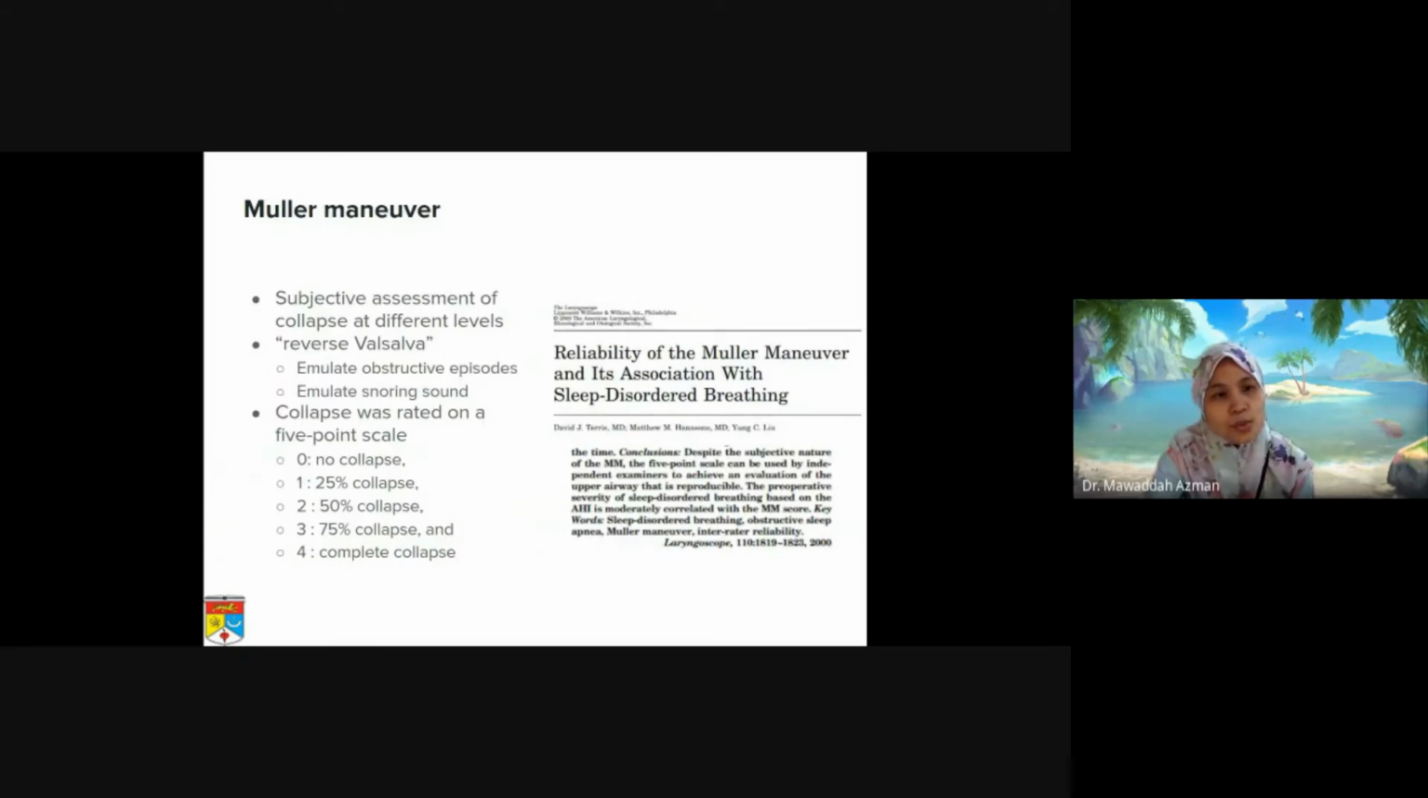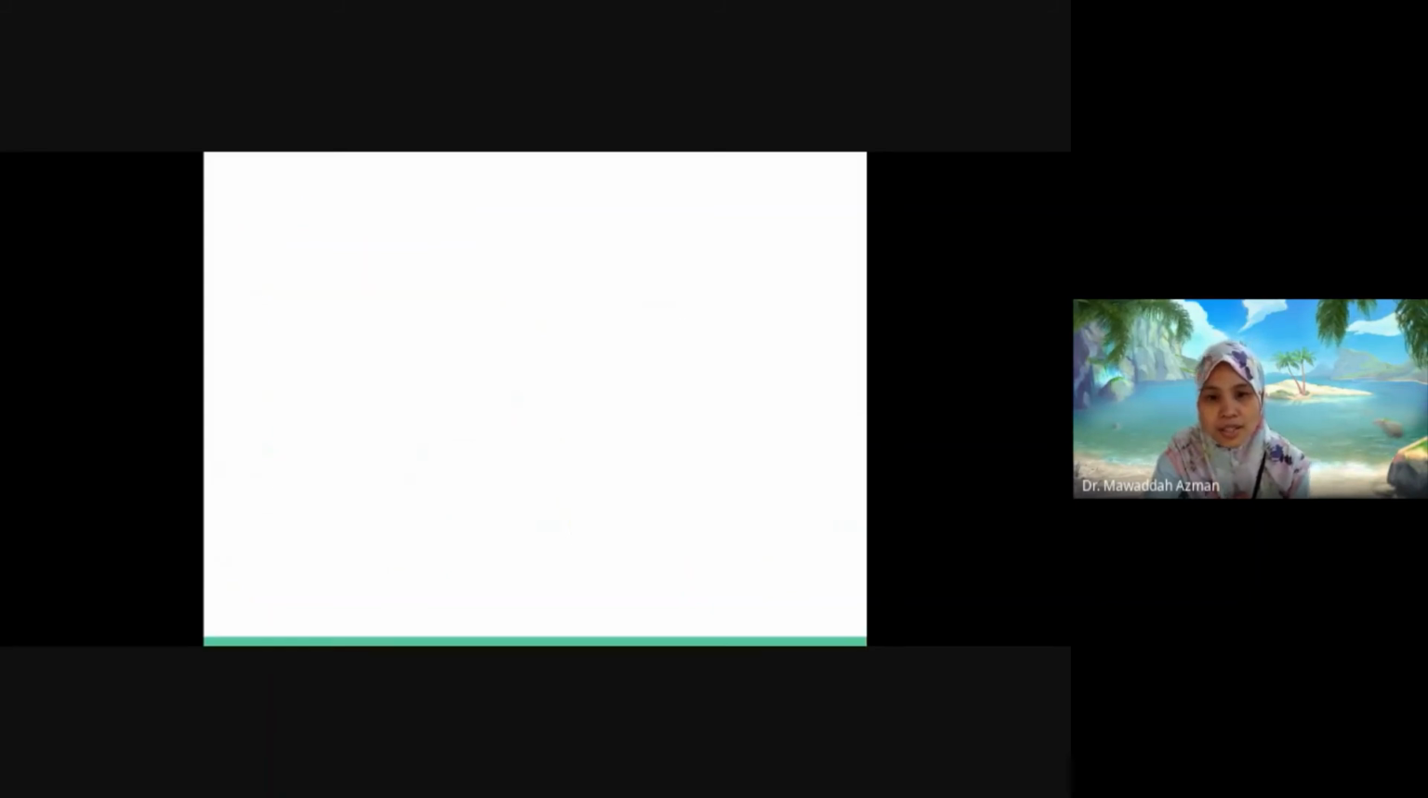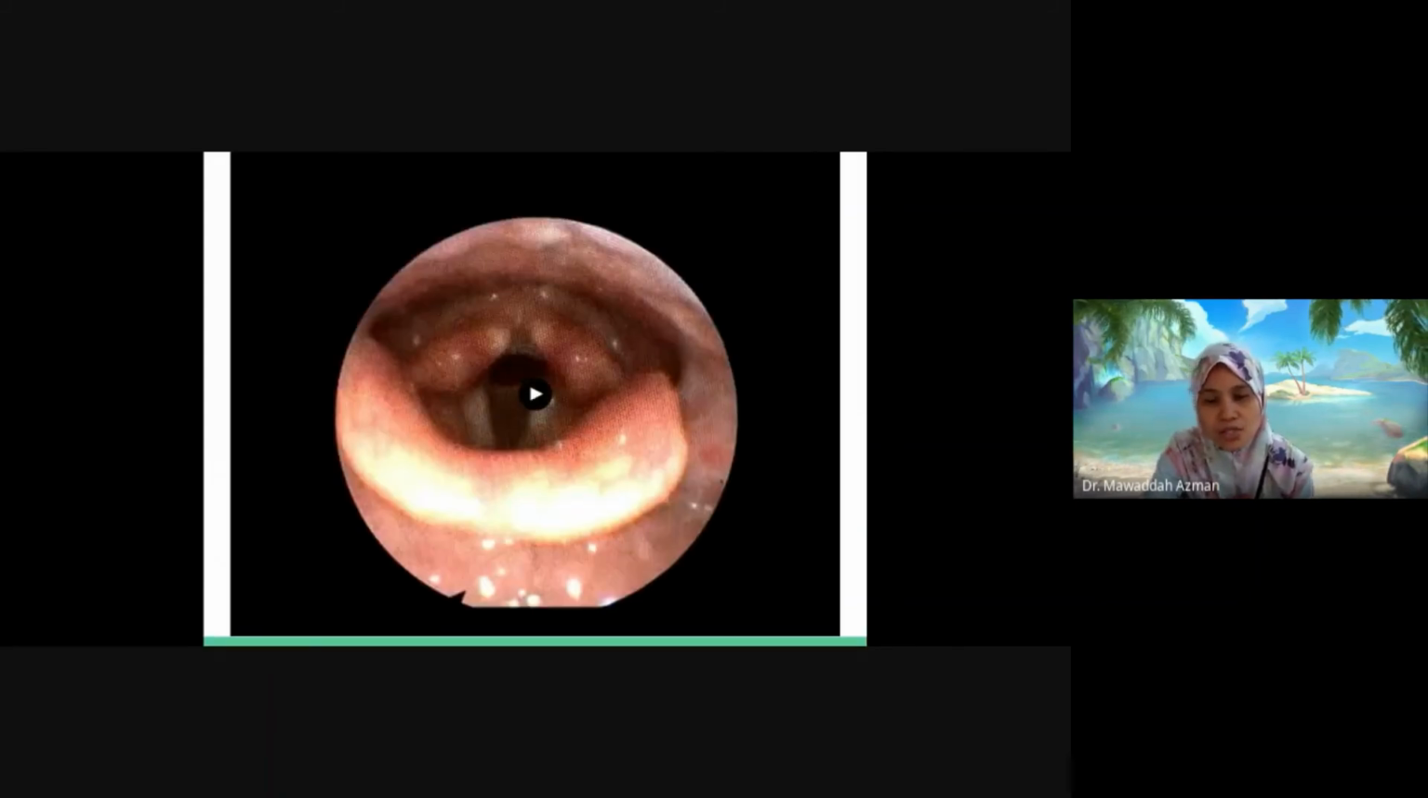So next we're moving on to Muller's maneuver. We do this a lot in our clinic. We use the endoscope to see the airway at the level of the velum, the oropharynx, the tongue base, and the epiglottis. It tells us how restricted the patient's airway is.